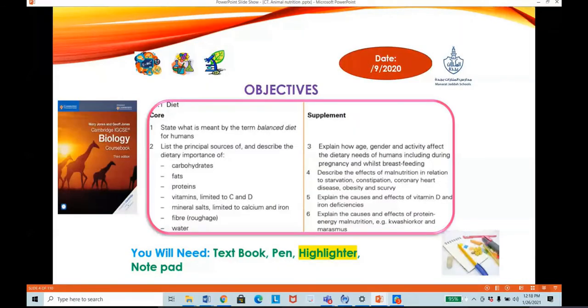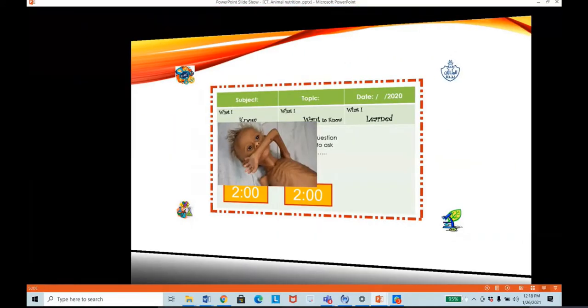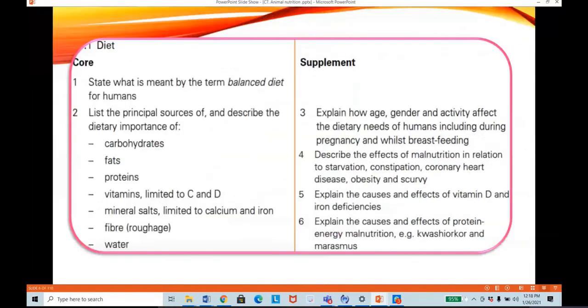The objectives for the topic today would be to study the minerals and vitamins and their deficiencies. All these objectives we covered. So we'll be talking about the deficiencies of the minerals and the vitamins today, including scurvy and the causes and effects of vitamin D deficiency in our body, because we already discussed protein and carbohydrate deficiency.